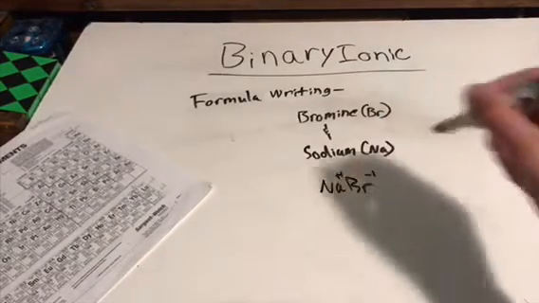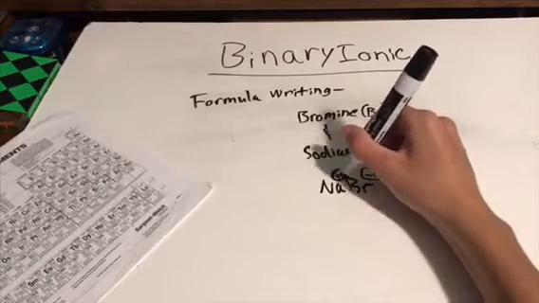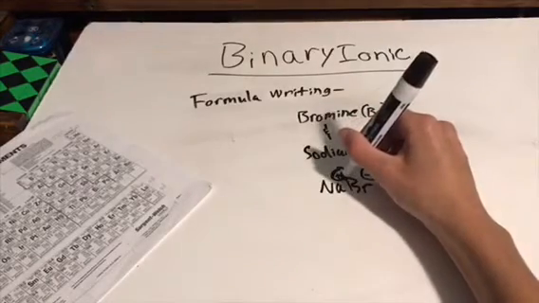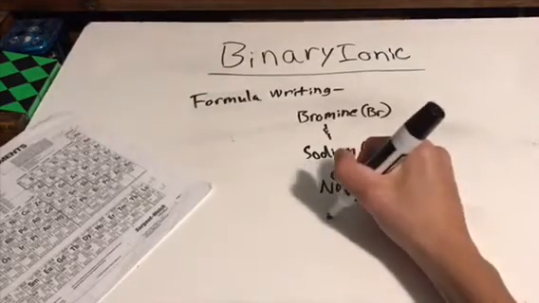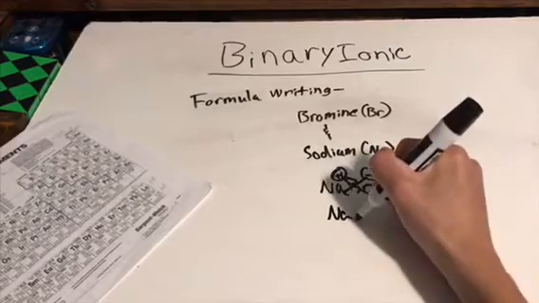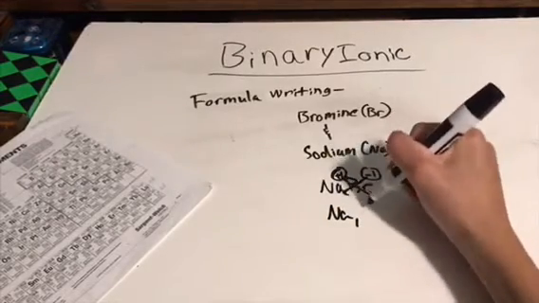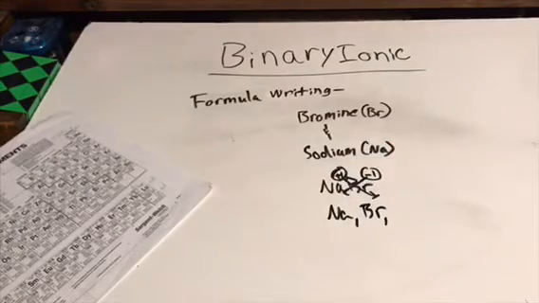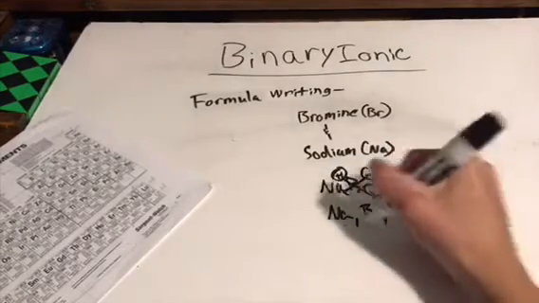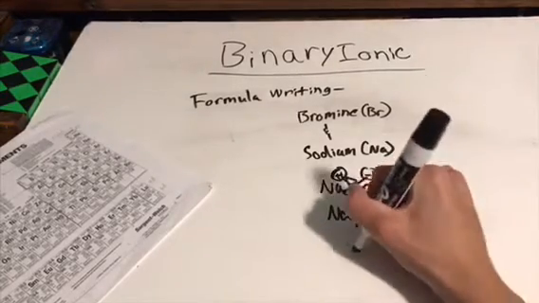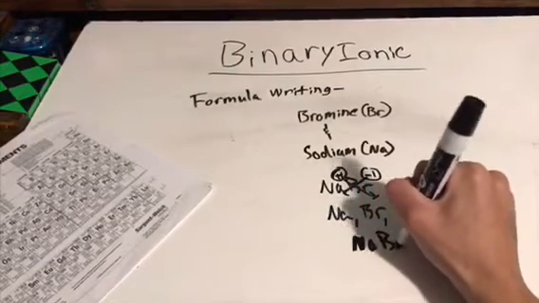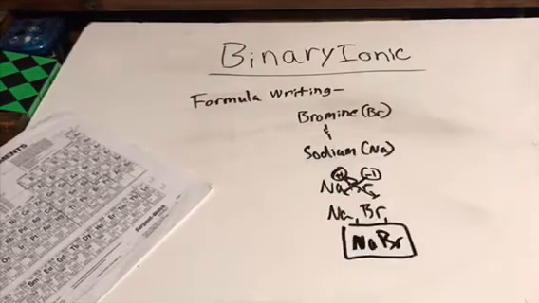Then, what you do is you take these and you crisscross them, and that is how you write the formula. You take the charge from the other element, in this case it'd be 1 and 1, and write it like that. That is the formula. For binary ionic compounds, you would always reduce the subscripts at this point. Well, this is just 1 and 1, so you'd write NaBr, and that would be your formula.